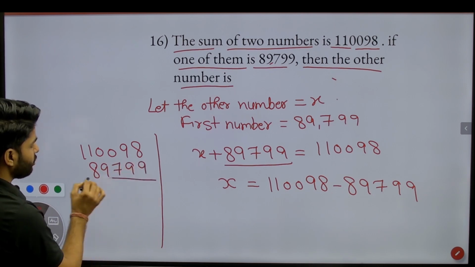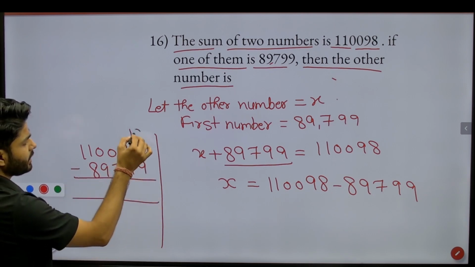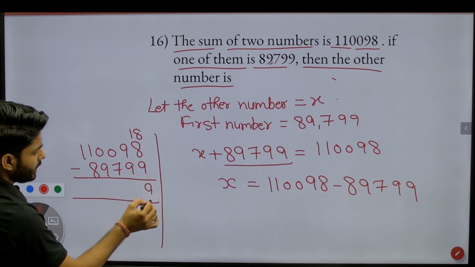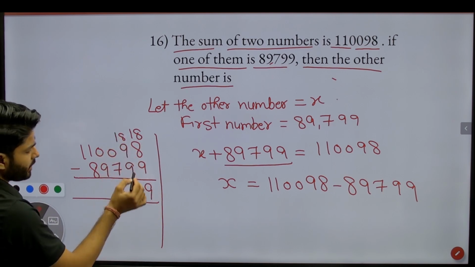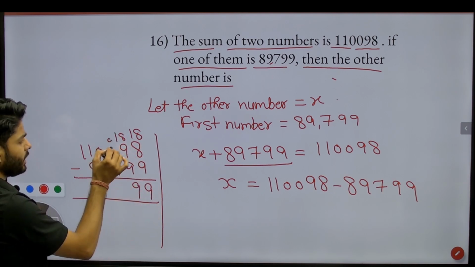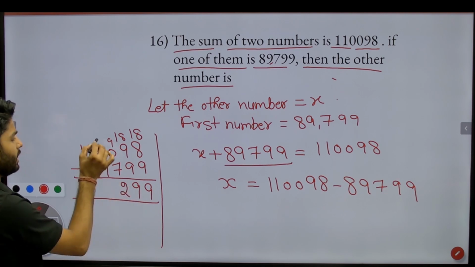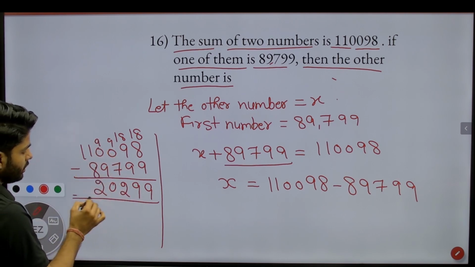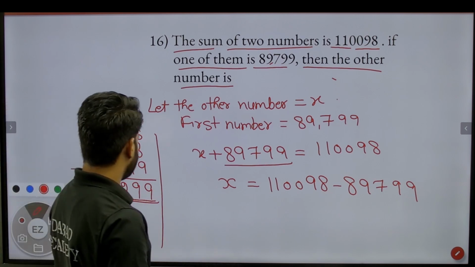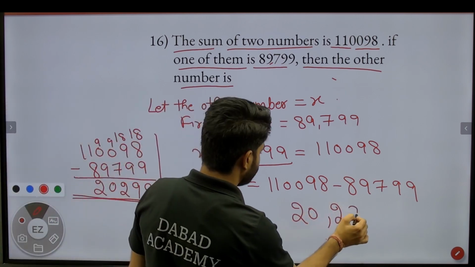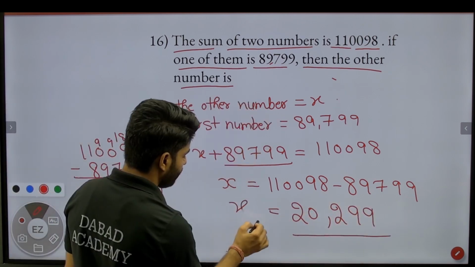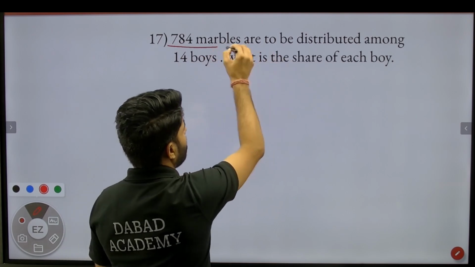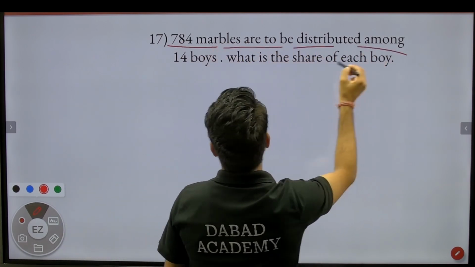Now we have to subtract it, so we take carry, that is 18. 18 subtract 9, that is 9. Again we get 18, 18 subtract 9, that is 9. Here is 9, 9 minus 7 is 2. Here is 9, 9 minus 9 is 0. Here is 10, 10 minus 2 is 8. So the answer is 20,299.